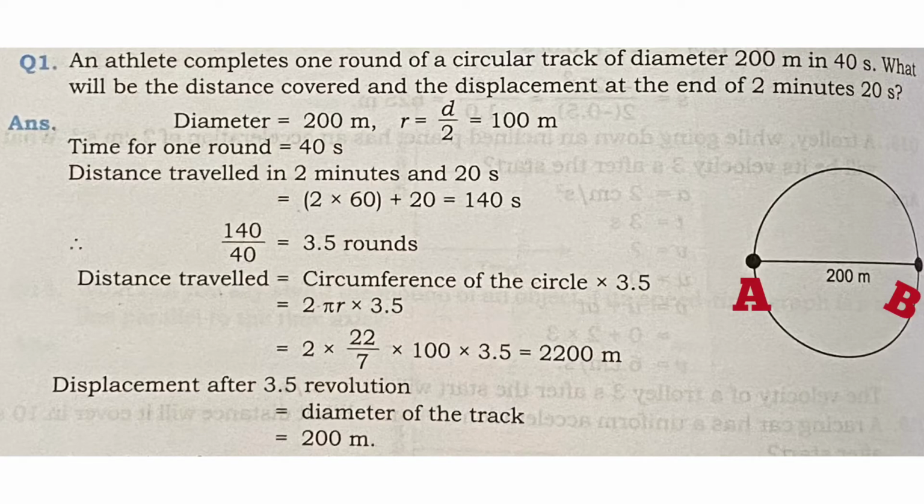Next question, this is the question from your textbook. An athlete completes one round of a circular track of diameter 200 meter in 40 seconds. What will be the distance covered and the displacement at the end of 2 minutes and 20 seconds?